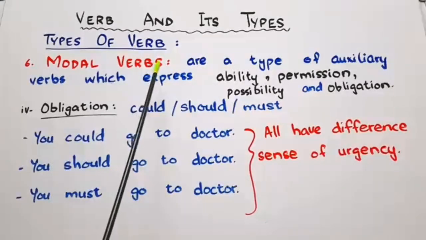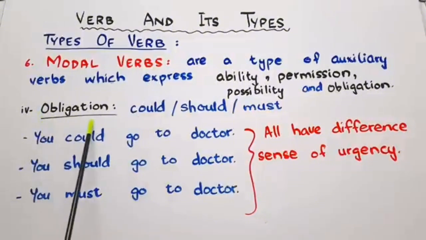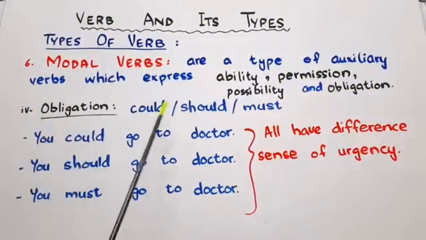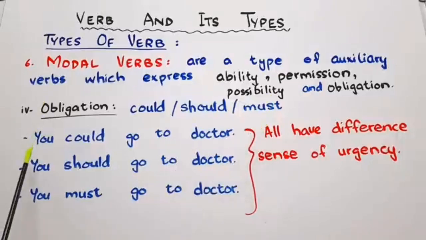Modal verbs also help us to talk about obligations or suggestions or advices. We can use could, should, and must. Like you can say you could go to doctor. It is not really urgent. It is a simple advice or simple suggestion or obligation.